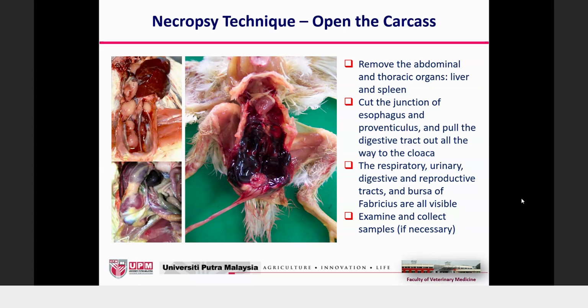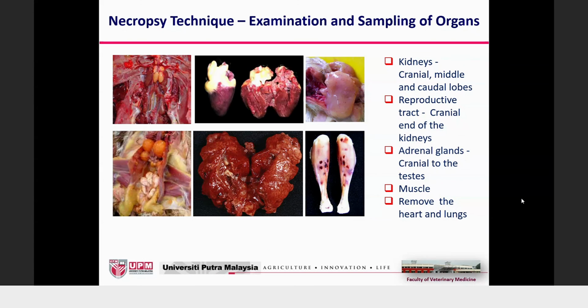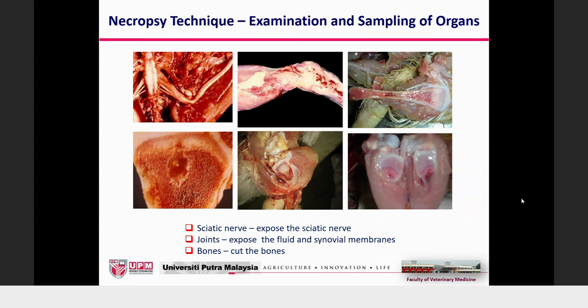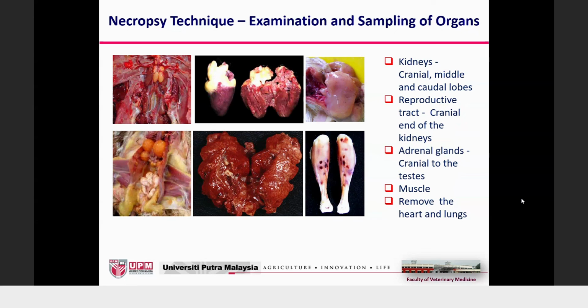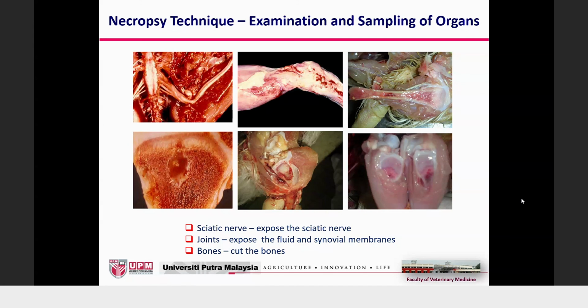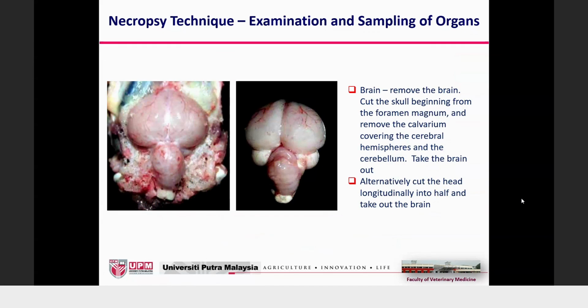Then you examine each organ. In this case, you see the kidney, the reproductive tracts, the adrenal gland, the muscles, and you remove the heart and the lungs. And then you start to examine the sciatic nerve, joints, and bones. And also examine the brain.